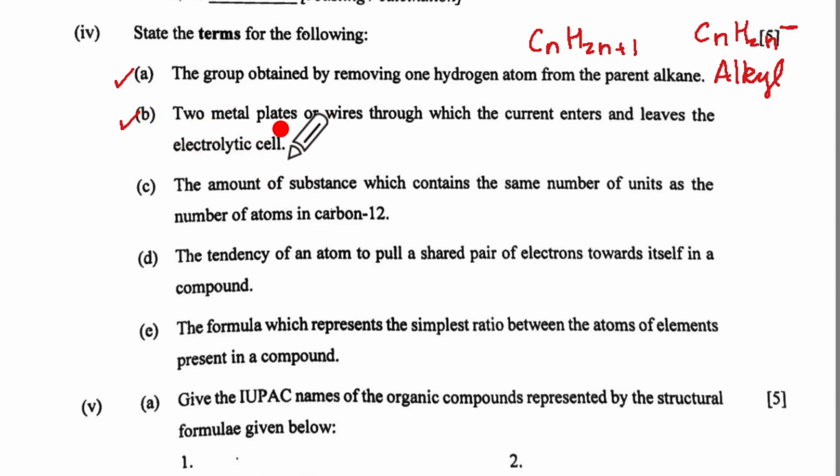Second one, that is B part. Two metal plates or wires through which the current enters or leaves the electrolytic cell. The current entering and leaving, these are going to be the electrodes. C. The amount of substance which contains the same number of units as the number of atoms in carbon 12, this is going to be 1 mole of a substance.